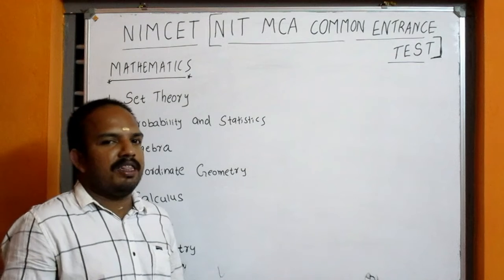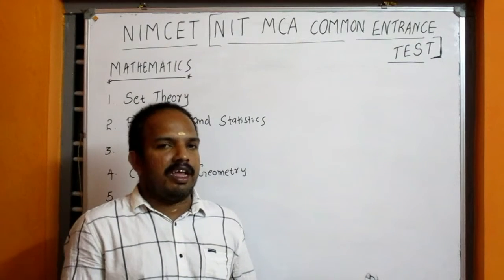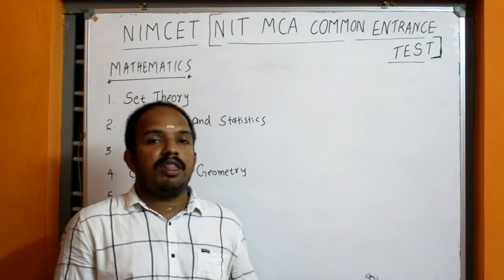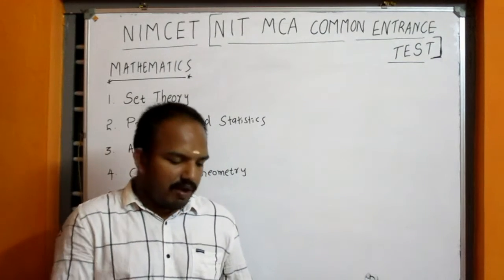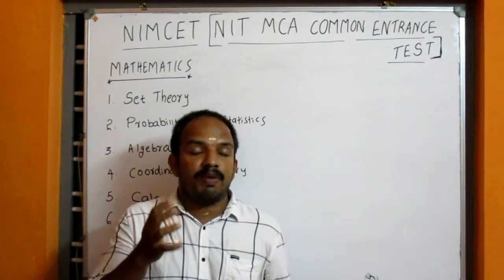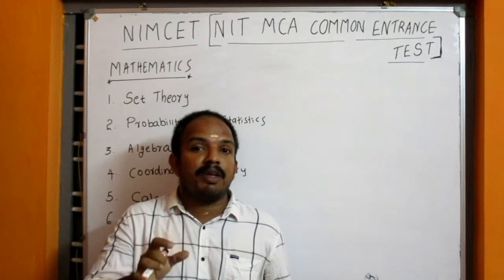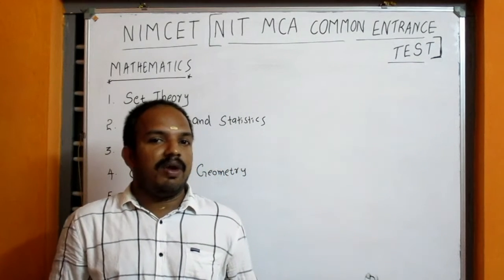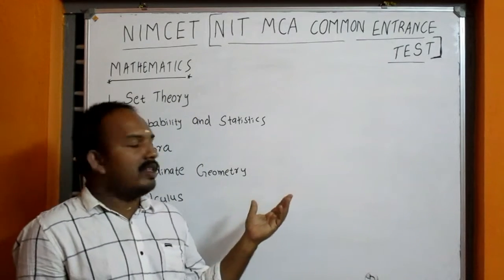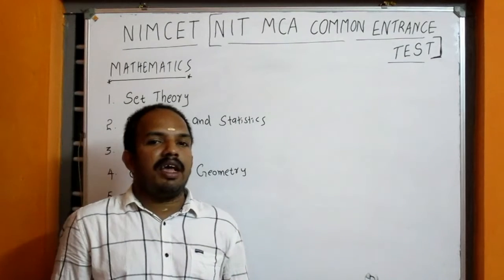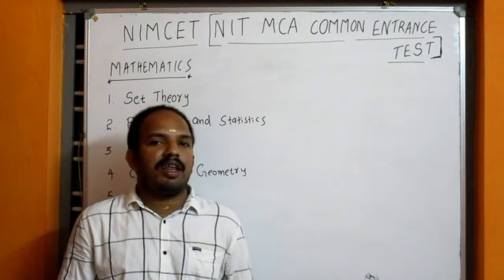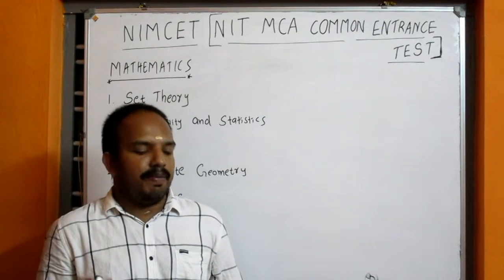Algebra is the basis of mathematics. How to factorize an equation and how to solve it, quadratic equations, and it includes logarithm, arithmetic progression, geometric progression. It includes the main topics, determinants and matrices. Okay, and the fourth topic is coordinate geometry. Coordinate geometry contains the equation of line, equation of plane, equation of circle, parabola, ellipse, and hyperbola.